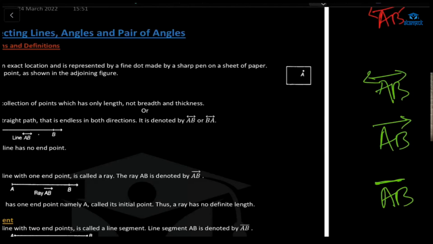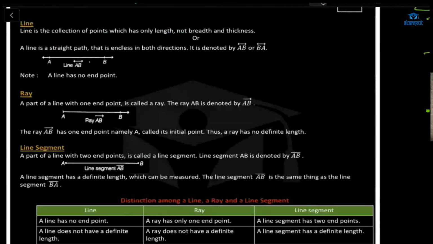Now a ray is, sorry, not a line segment, it is a part of a line which has one endpoint. A line does not have any endpoint; from both sides you can extend it. A line cannot be drawn on paper, it can only be represented.